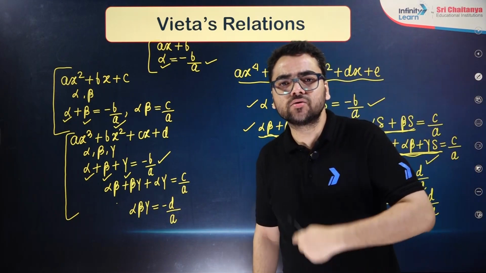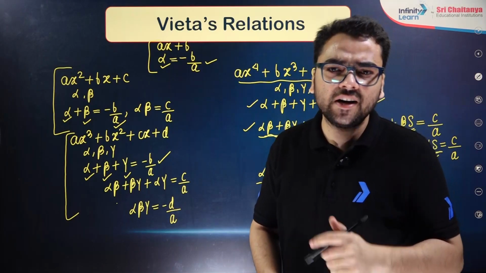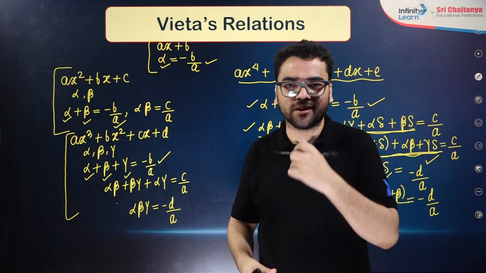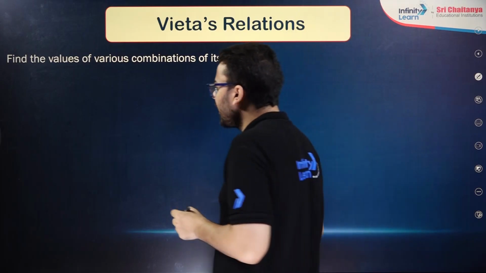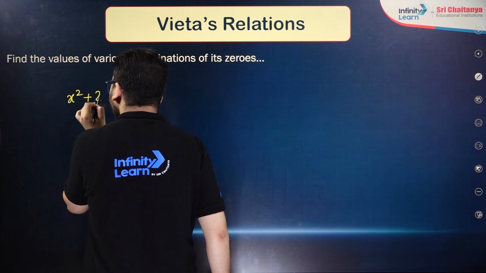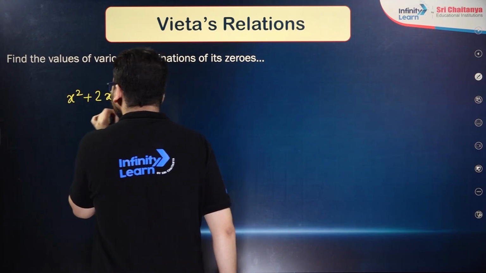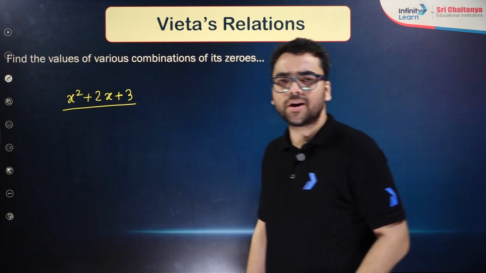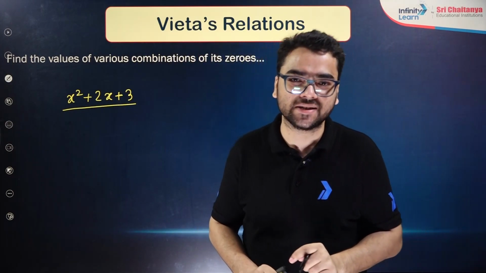Right? Now let's do some questions. 1 or 2 questions on quadratic polynomials I will take, and then we'll move on further. Let's start with it. So first, I'll go with a quadratic polynomial. Any random quadratic polynomial I'll take. For example, it is x square plus 2x plus 3. Right? And please understand that in this type of questions, they will try to give a polynomial which you will not be able to factorize.